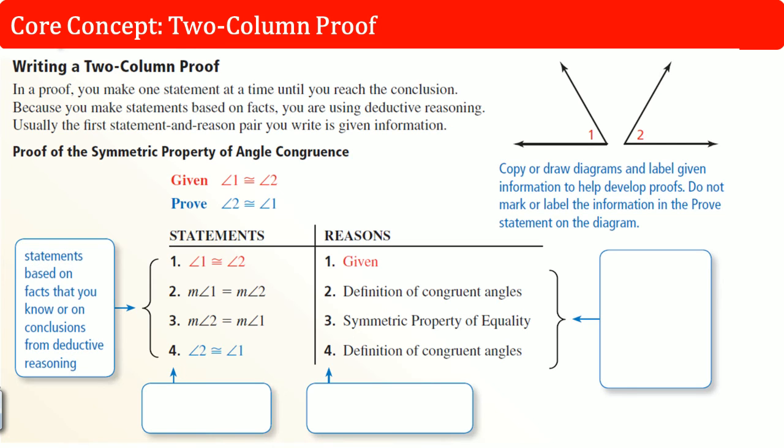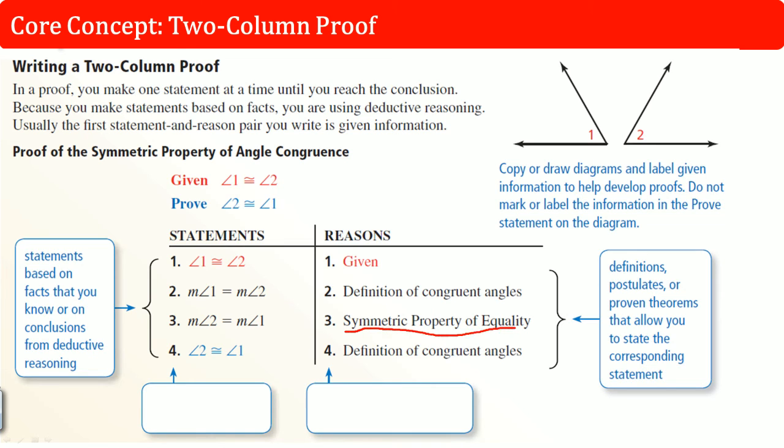There's a statement column and there's the reason column. The statements column is based on facts that you know or on conclusions that you can make. Then please understand that the reason here gives you the name for it. So here you see how they flipped this. So they went angle 2 becomes angle 1. Remember when we flip things, that was called the symmetric property. So these are just when you use different postulates, theorems, or anything to prove it. Most of the time you're going to have a gap here and you're going to end up using one of your equalities to prove it.